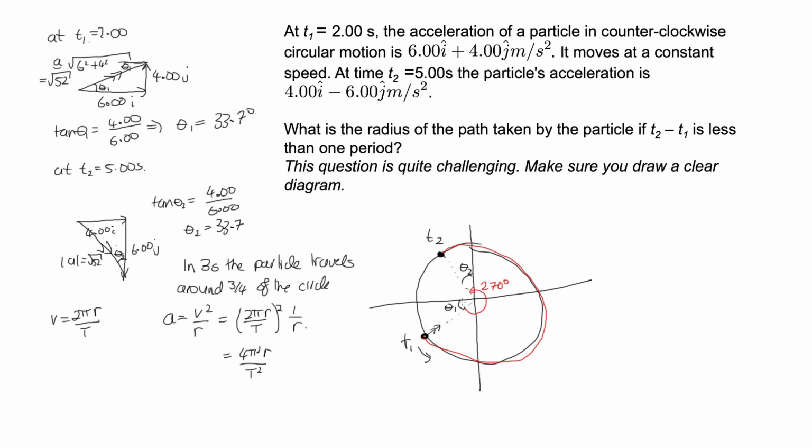Now this is helpful because we can work out the period. If it travels around 3/4 of the circle in 3 seconds, it's going to travel around 4/4 of the circle in 4 seconds. So T is equal to 4 seconds. So we can now rearrange this and get r is equal to T squared a over 4 pi squared, and these are all things that we know. So we can now substitute in: T squared is 4 squared times a, which is root 52, over 4 pi squared, and this is equal to 2.92 meters, and I've given that to 3 significant figures.